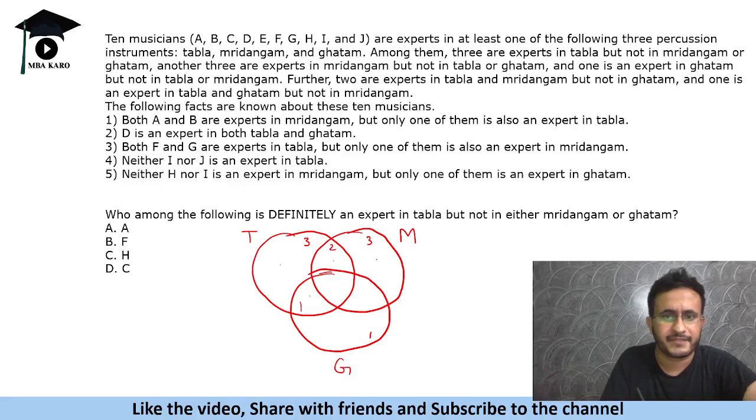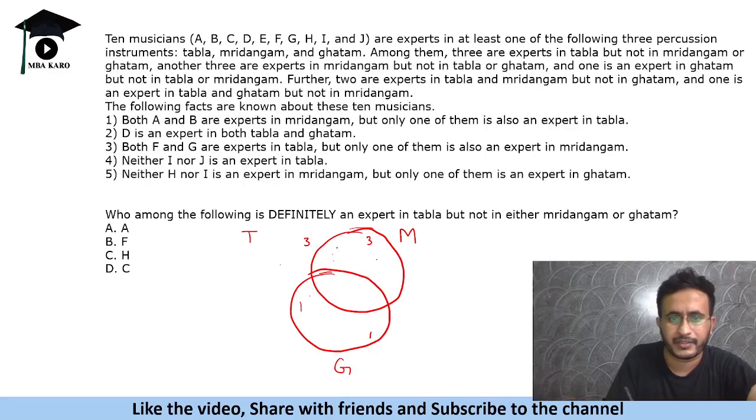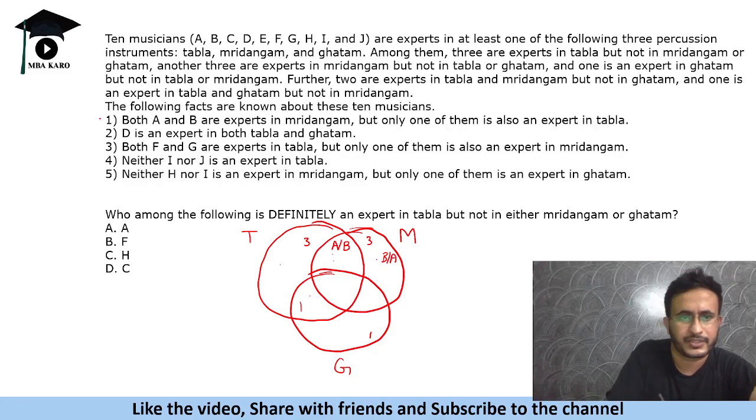So let's see these facts. So first is that both A and B are experts in mridangam, but only one of them is also an expert in tabla. So both of them are experts in mridangam. So that means they will come inside this region, but only one of them is expert in tabla. So one of A and B will come here, another of A and B will come here. So let me write here. So we have two people here. One of A or B will come here. The second person will be in this region. Okay, so this is done.